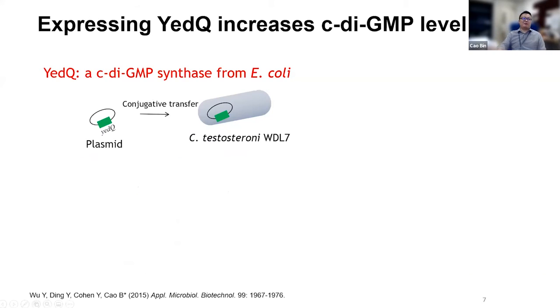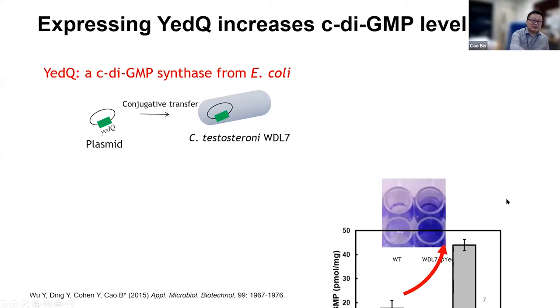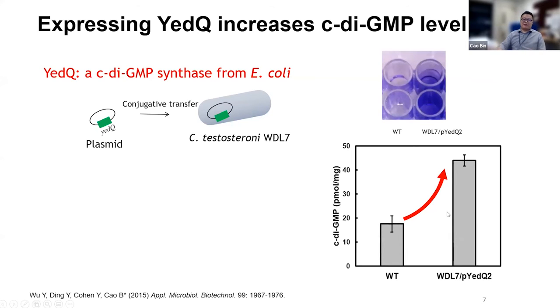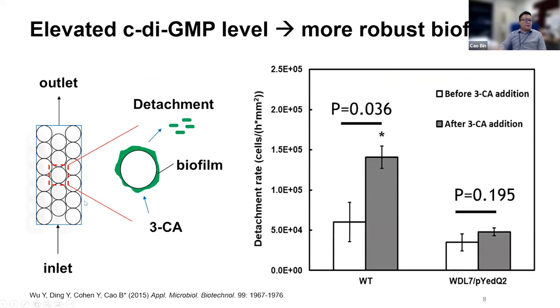So a very simple experiment: we introduce a c-di-GMP synthase from E. coli into this Comamonas testosteroni, and then we saw the increase of c-di-GMP level, and we also saw the higher biofilm formation capability. Now, we grow this bacteria in a packed bed reactor, and then we introduce 3CA, and we quantify the cell detachment from this packed bed biofilm reactor.